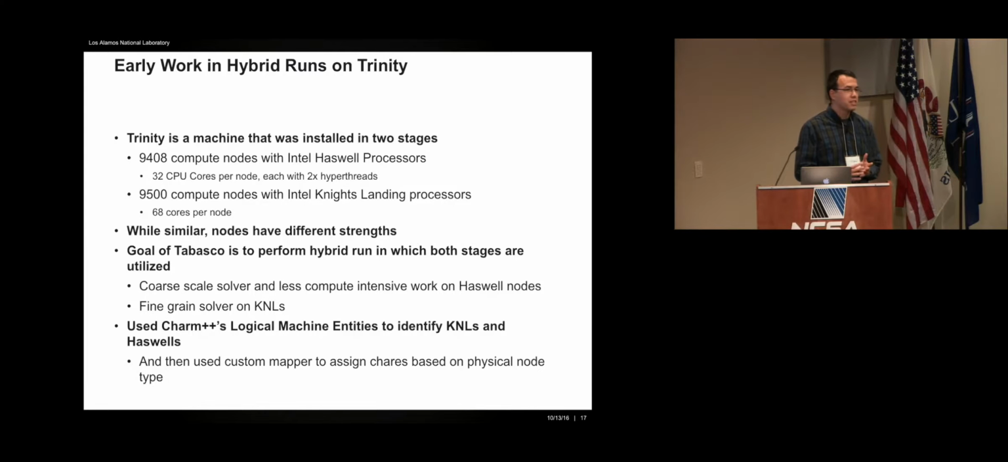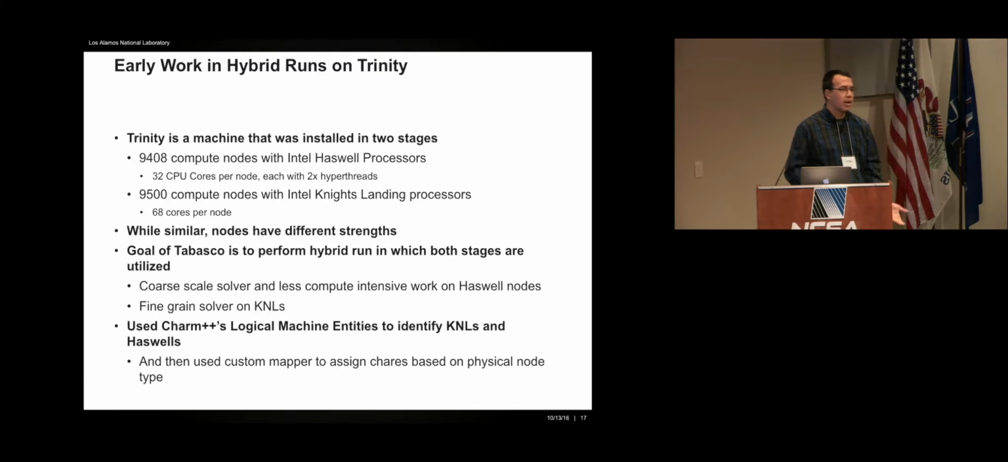And while very similar, because they're both Intel with very, very similar instruction sets, and you'd think there wouldn't be a lot of tweaking, there are some advantages that each node has over the other, and we want to take advantage of that. The goal of Tabasco was to perform a hybrid run in which both stages are utilized. We put the coarse scale solver and less compute-intensive work on the Haswell nodes, where we're not necessarily going to have much multi-threading options. We just need something that runs.